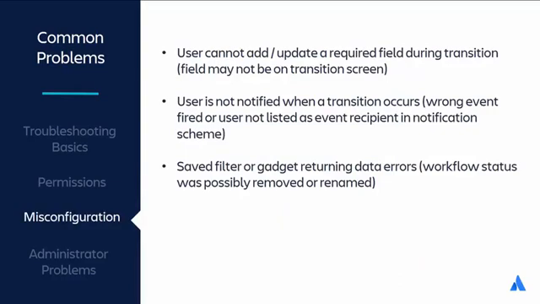Here are some possible misconfiguration problems. If the user cannot add or update a required field during a transition, the field may not be on the transition screen. If the user is not notified when a transition occurs, perhaps the wrong event is being fired, or the user is not listed as an event recipient in the project's notification scheme. If a saved filter or gadget is returning data errors, perhaps a workflow status was removed or renamed.